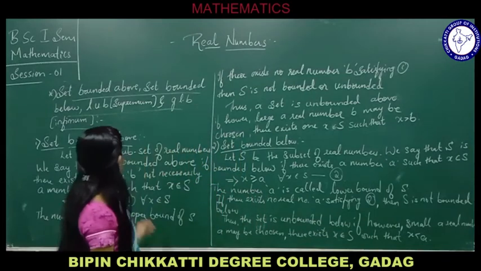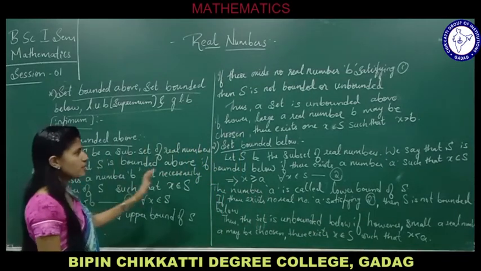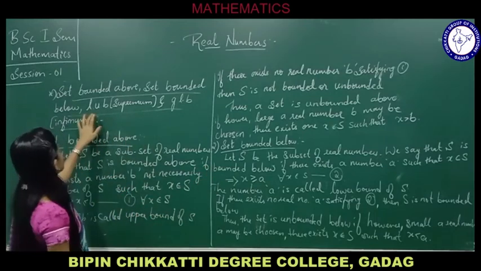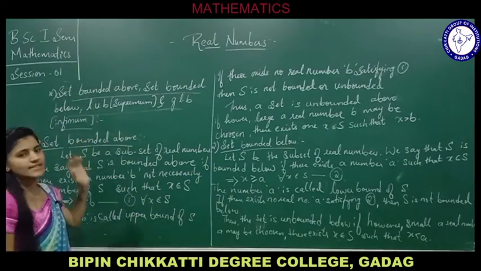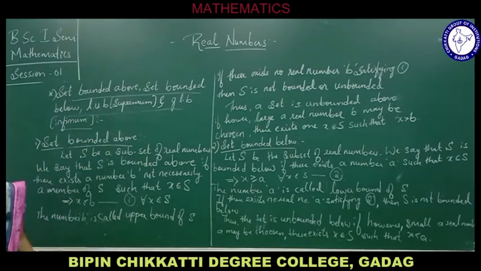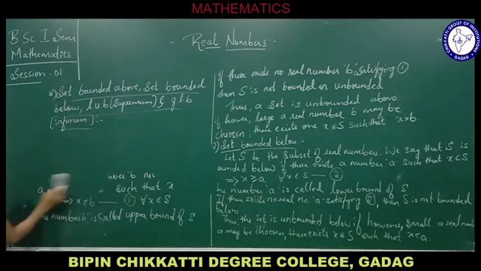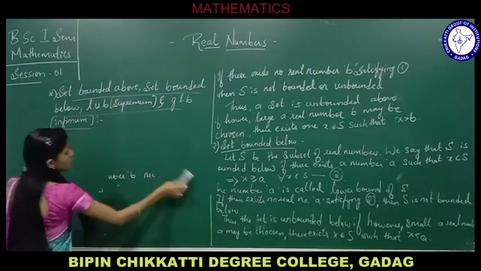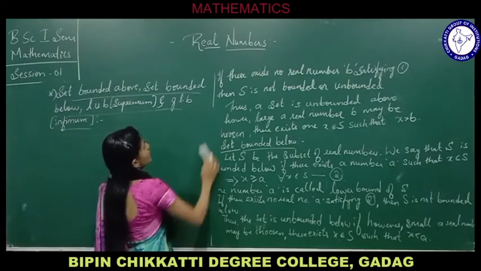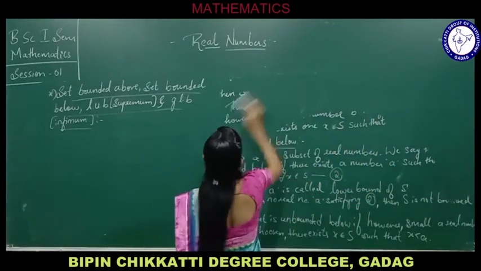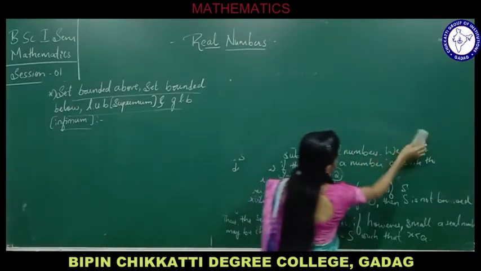So I hope you have followed sets bounded above and bounded below. We finished those. Now let us study the least upper bound, which is also called the supremum, and the greatest lower bound.